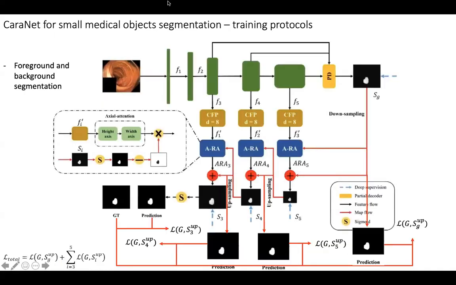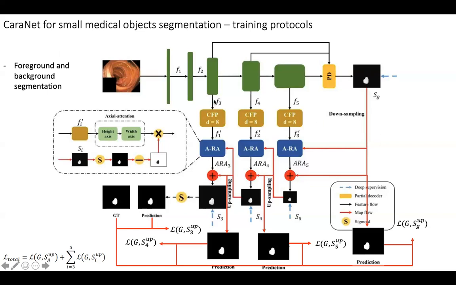Now let's talk about the training protocol of this approach. As I mentioned, it's a foreground and background segmentation task. The image is fed to this system, and it goes through some of these layers to get some feature maps. Those feature maps from different scales can be combined and then fed to a partial decoder module to get a segmentation mask here. And this segmentation mask will be combined with the ground truth segmentation mask to calculate the segmentation loss.